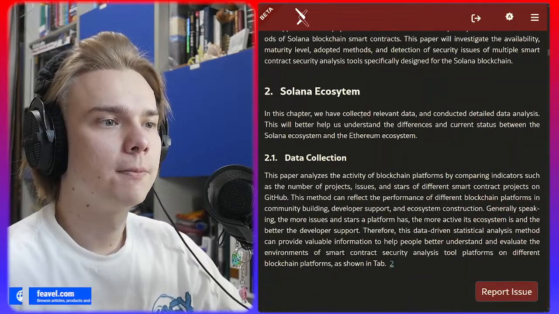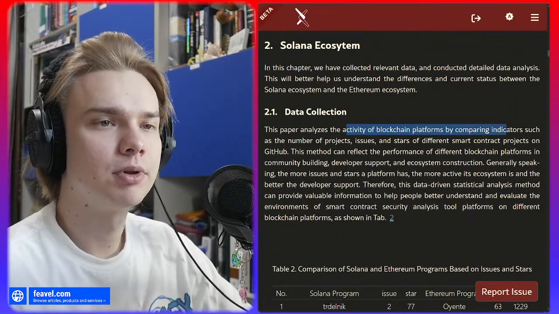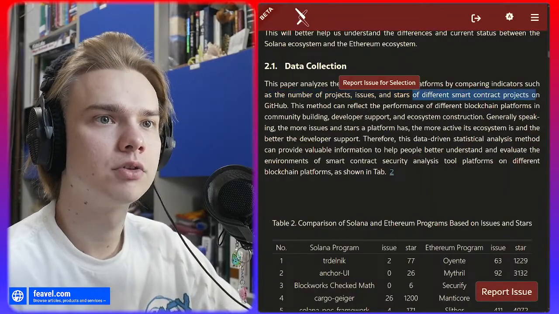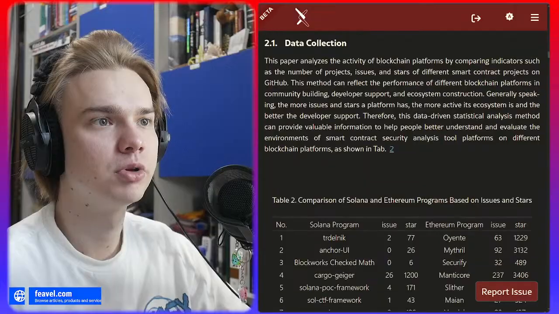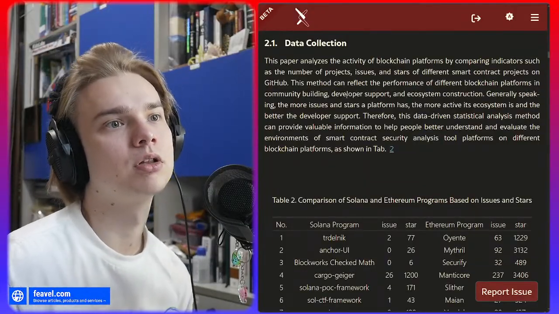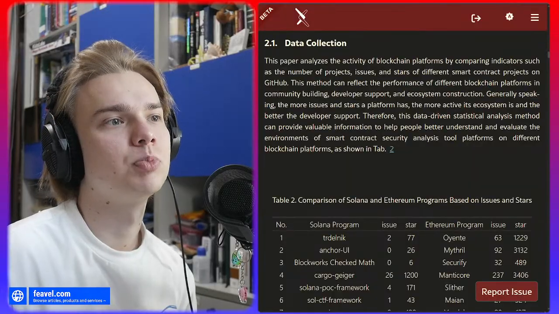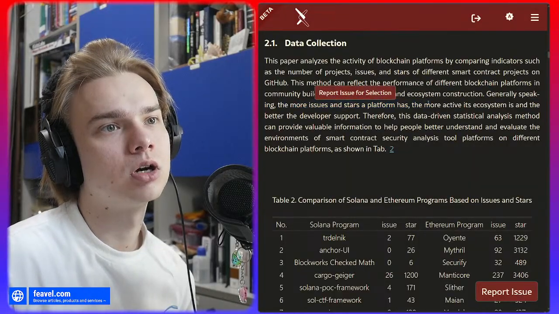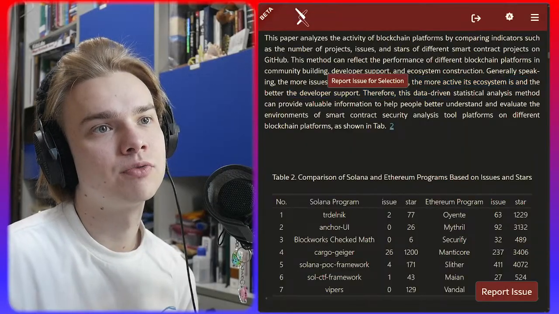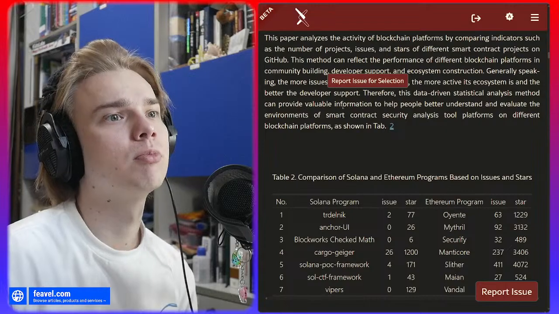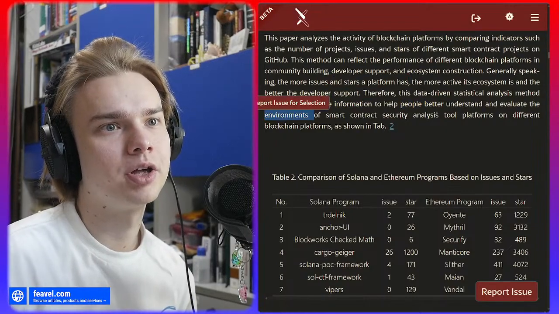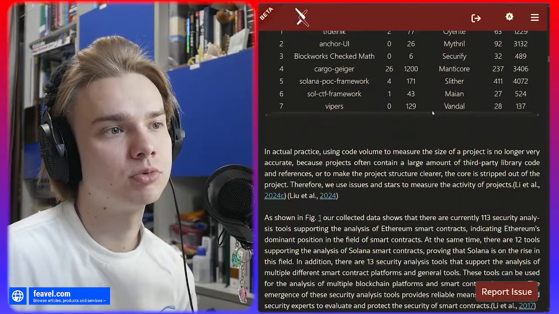Let's see. The paper analyzes the activity of blockchain platforms by comparing indicators such as the number of project issues and stars of different smart contract projects on GitHub. This means that this method can reflect the performance of different blockchain platforms in community building, developer support, and ecosystem construction. Generally speaking, the more issues and stars a platform has, the more active its ecosystem is and the better the developer support. Therefore, the data-driven statistical analysis method can provide valuable information to people for better understanding and evaluating the environments of smart contract security analysis tool platforms and different blockchain platforms.